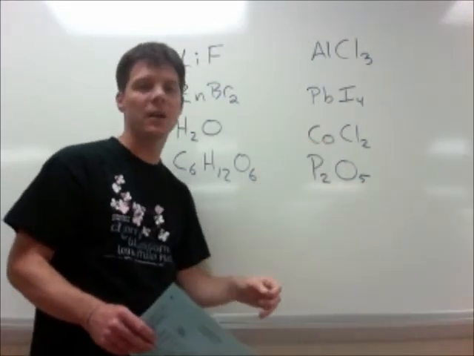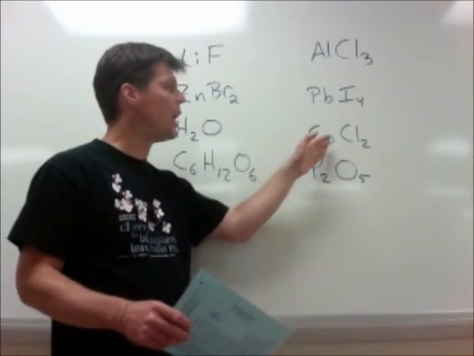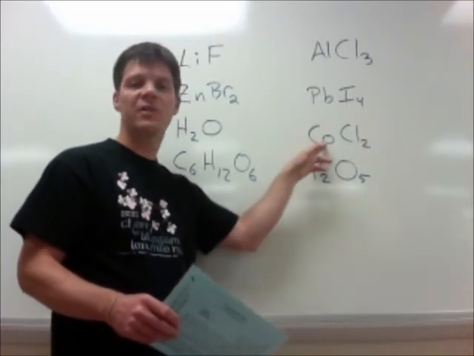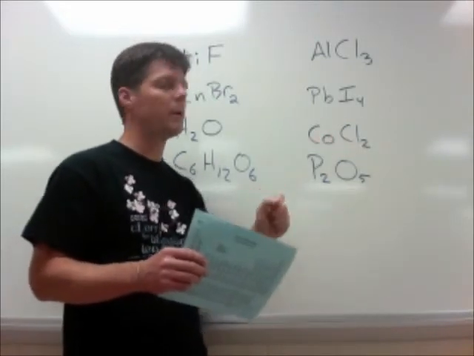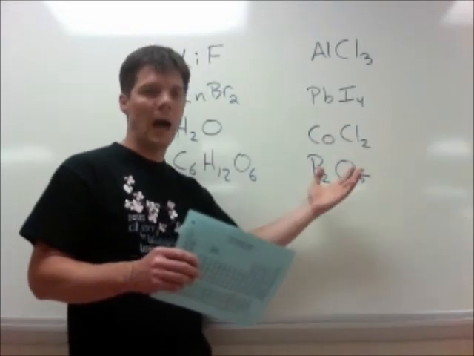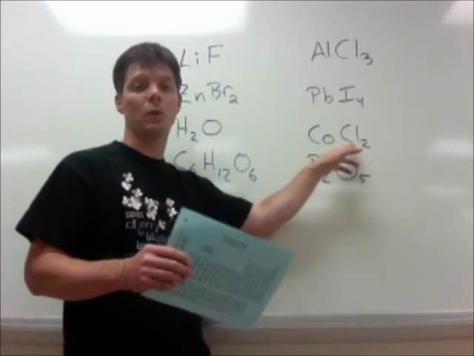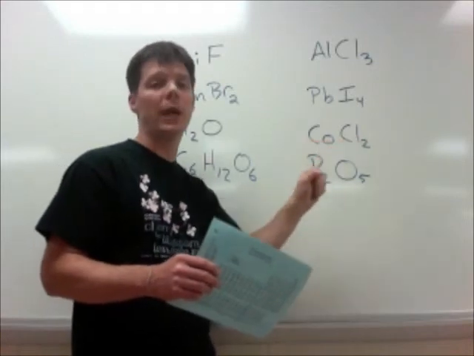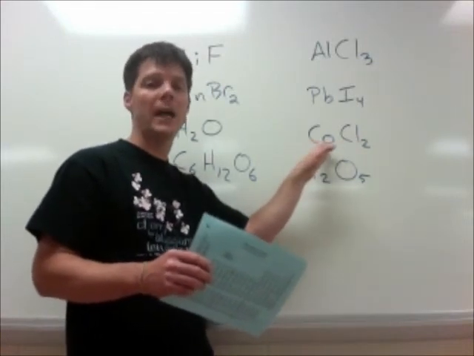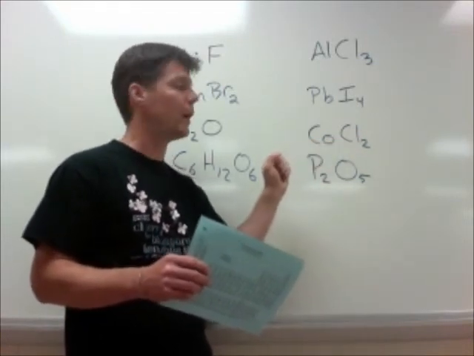The second to last formula here is CoCl2. When I look up Co on my periodic table, I find that this is the element cobalt, and that's going to be paired with chloride ions, again coming from chlorine atoms, which have become negatively charged. Here we would have a 1-to-2 ratio. So for every 1 cobalt ion, there would be 2 chloride ions paired with it.